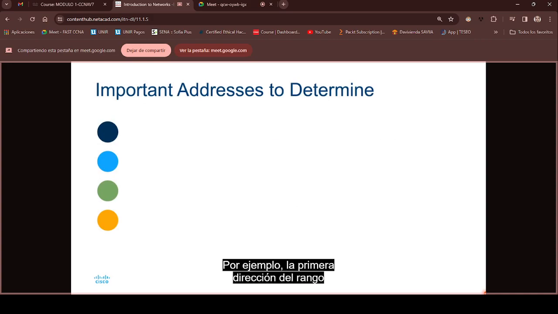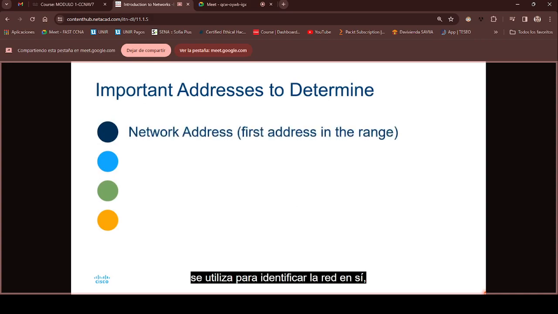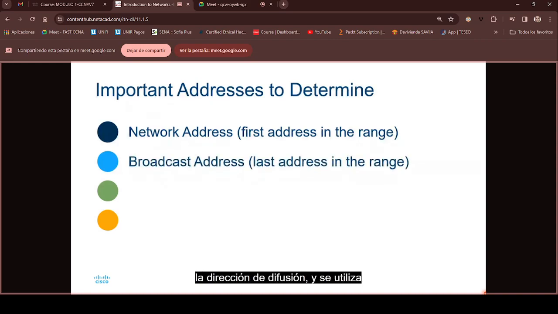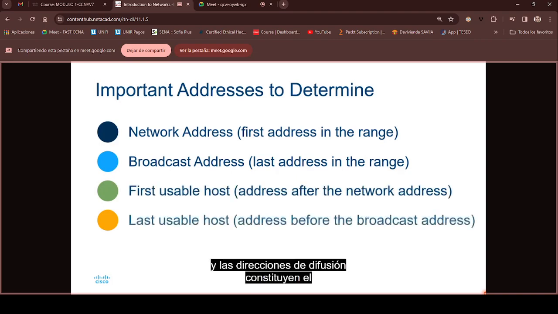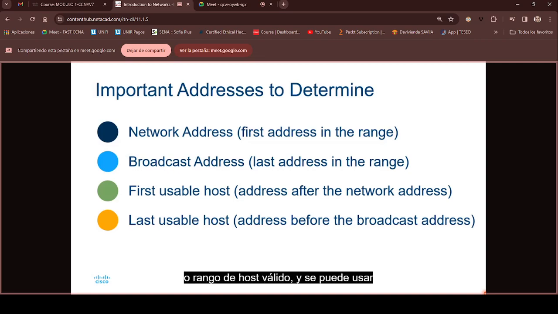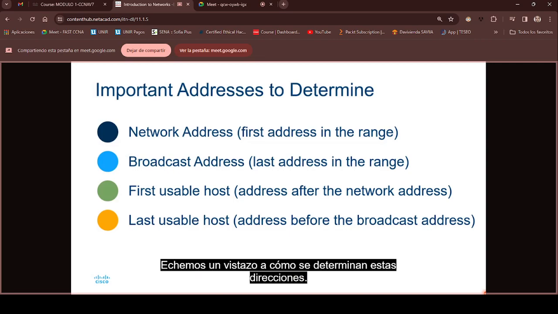For example, the first address in the range is used to identify the network itself and cannot be assigned to any host. It is referred to as the network address. The last in the range is called the broadcast address and is used to send a message to all devices on the network at once. It also cannot be assigned to any host. All the IP addresses between the network and the broadcast addresses make up the usable or valid host range and can be used to address the hosts on the network. Let's take a look at how these addresses are determined.